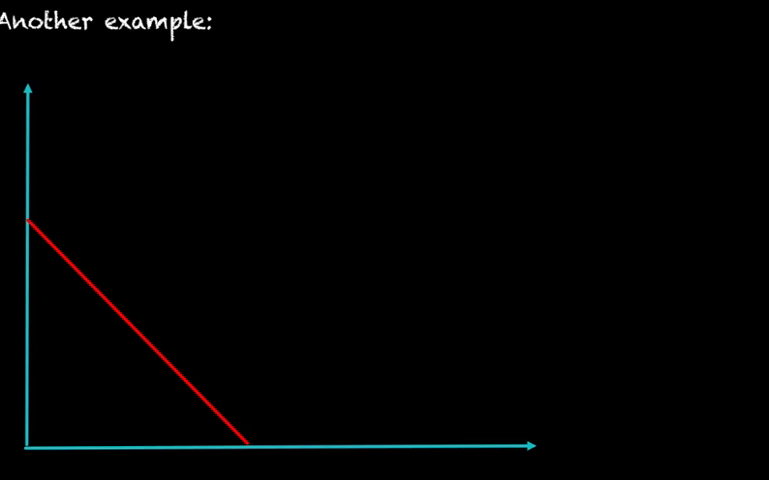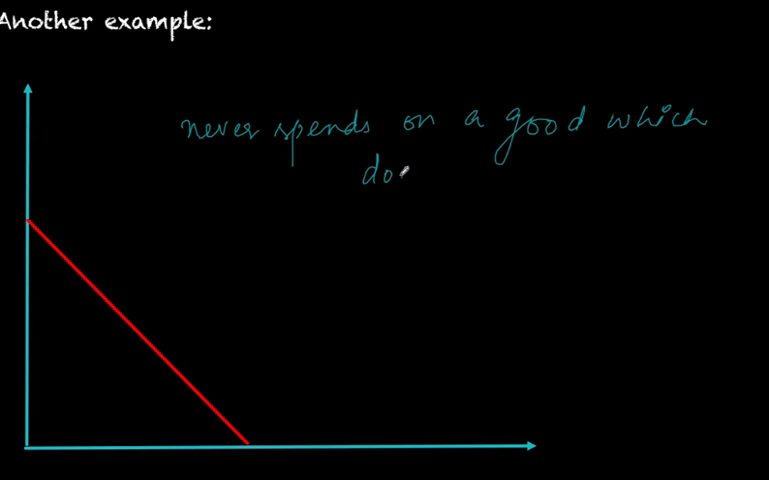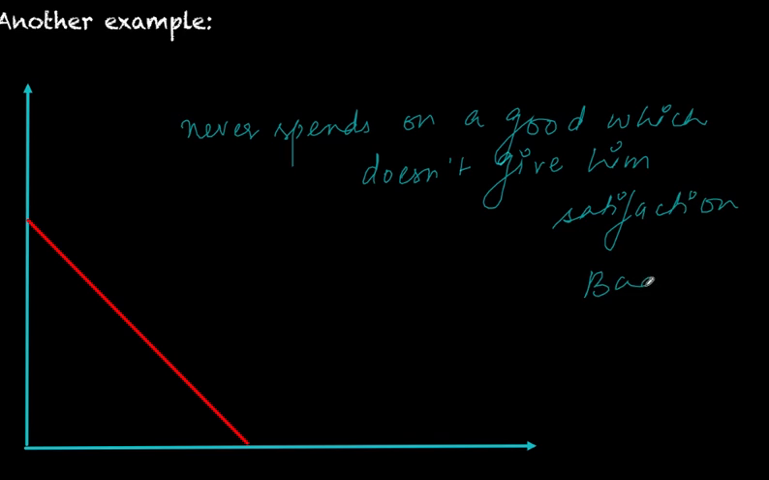The other example we are taking is an example of a good and a bad. Logically, a person never spends money on a good which doesn't give him satisfaction, which means he will never spend money on a bad and he will never spend money on a neutral. So if you have a good and a bad combination, a person will always consume the good and never consume the bad, right?